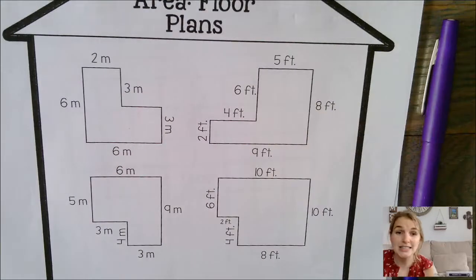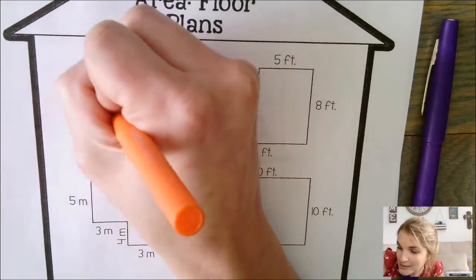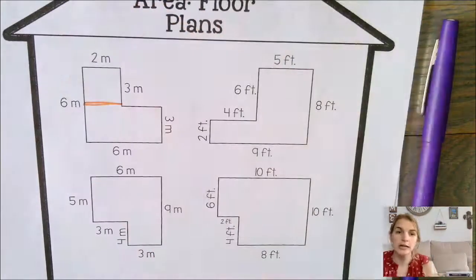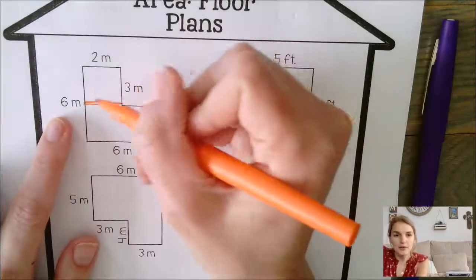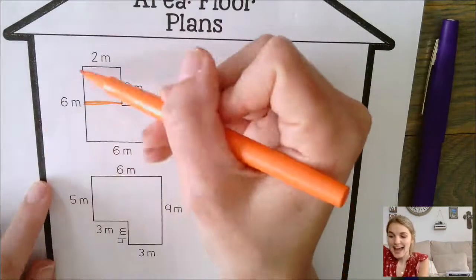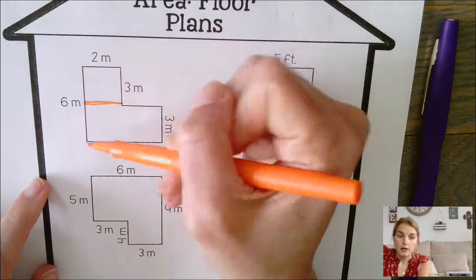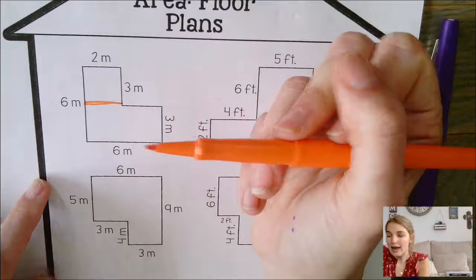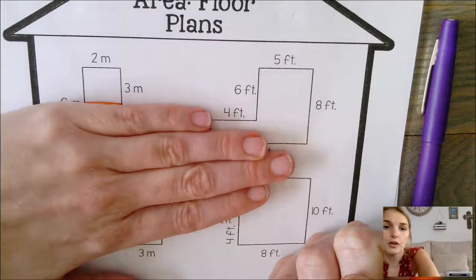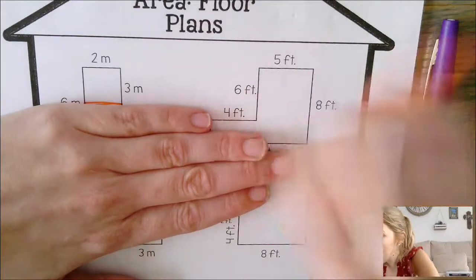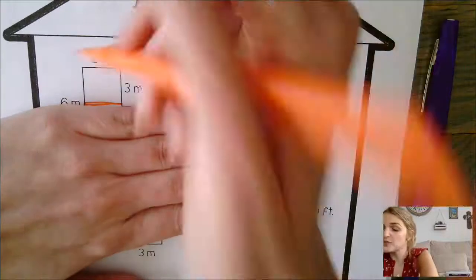So I'm going to do side to side because I can clearly see the numbers that I need to work with. So let's figure out the area of this first shape here. I see 6 is the length of this whole thing, so that's not what I'm looking at, because I just want to look at this part right here. So let's see. I have 2 and 3. So area is length times width. So 2 times 3 is 6.